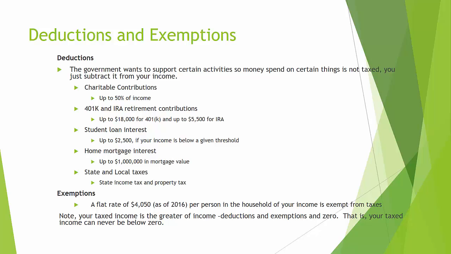Now, exemptions. Exemptions are just a flat amount, in 2016, of $4,050 per person in the household of your income that is exempt from taxes. So you just take the number of people in your household, multiply it by 4,050, and subtract that from your income, and that is not taxed. One thing to note is that your taxed income can never be less than zero. So it's going to be the maximum of income minus deductions and exemptions, and zero. You can never have a negative taxed income.